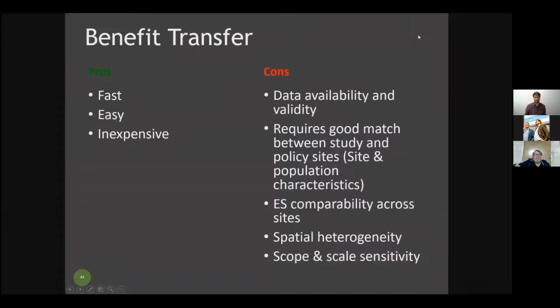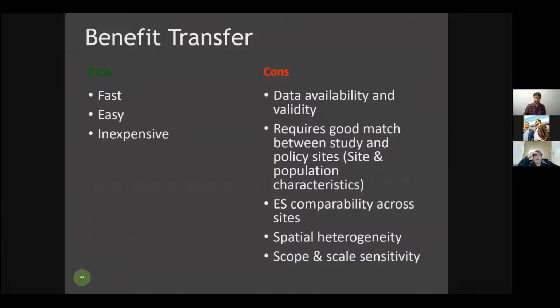Here again, just some pros and cons. It's obviously very fast, easy, and inexpensive. That's the main benefit of benefit transfer. But obviously, when you apply certain numbers or certain functions that were developed in another context, that's kind of dangerous in a sense that it might not fully apply to the context that you're looking at.